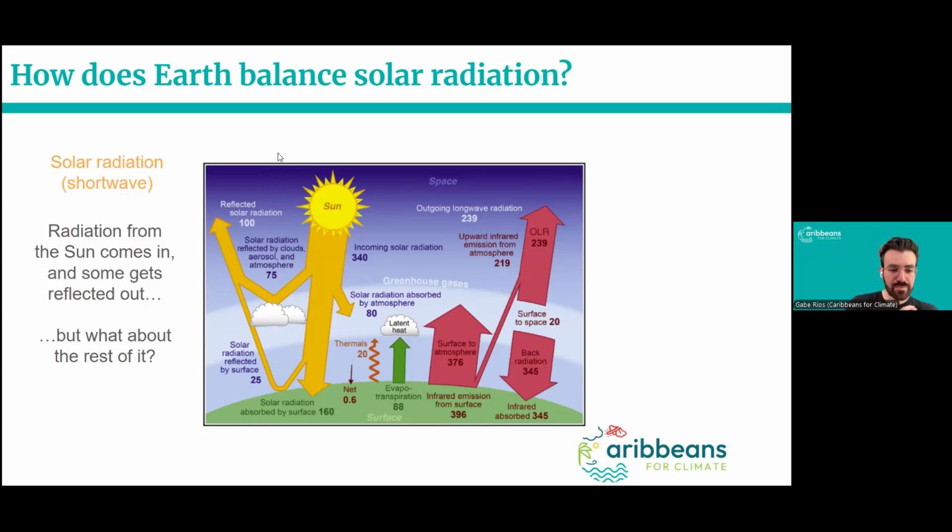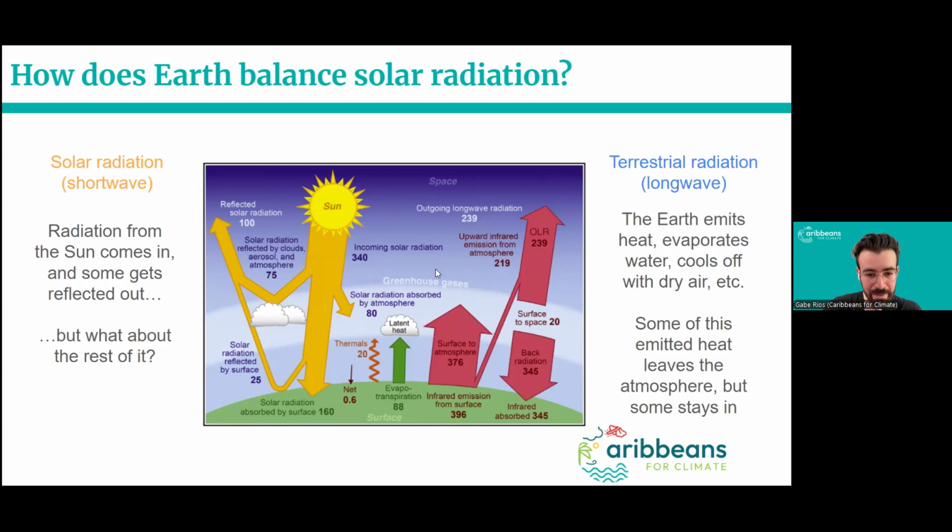So this shortwave radiation band explains a lot of what happens with the heat balance in the Earth's atmosphere, but there's a lot that we're not accounting for, right? We get about 340 watts per meter squared on average in, and we get about 100 reflected out. But what about the other 240? So that's where we talk about longwave radiation. That's all these arrows here on the right.